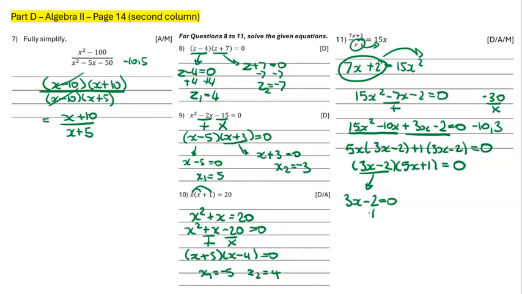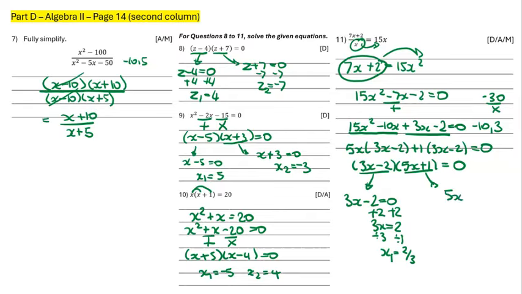We can now solve for this. So we're going to solve by adding 2 to both sides. So 3x equals 2. I can now divide both sides by 3. So that means x is equal to 2 over 3. So again, that's my first answer for x. I'll write x1.